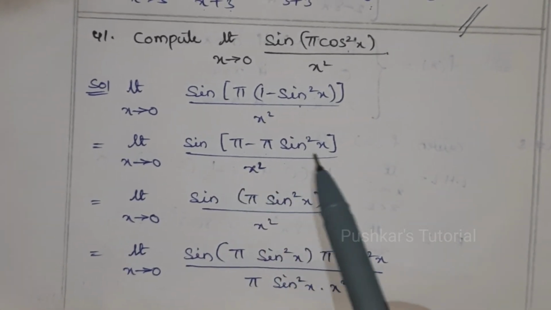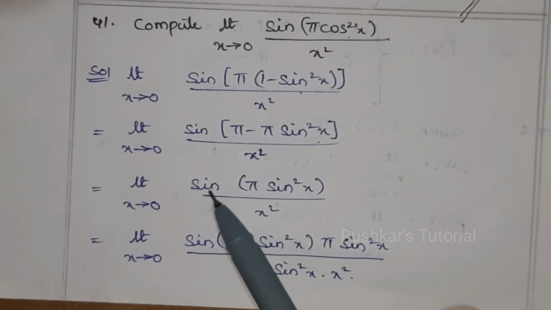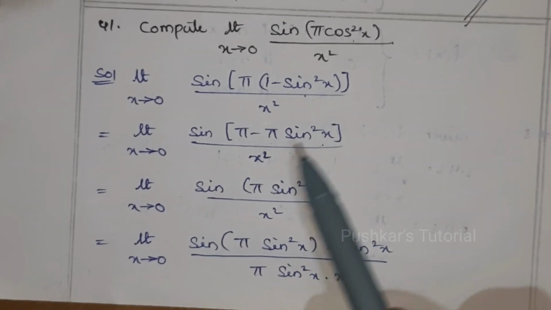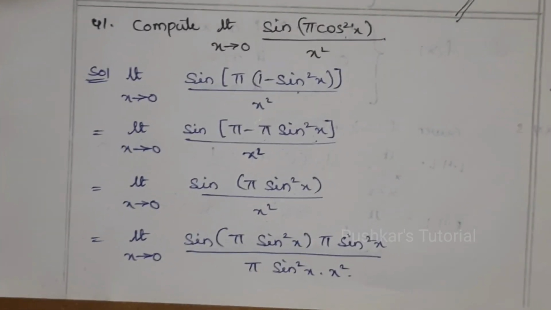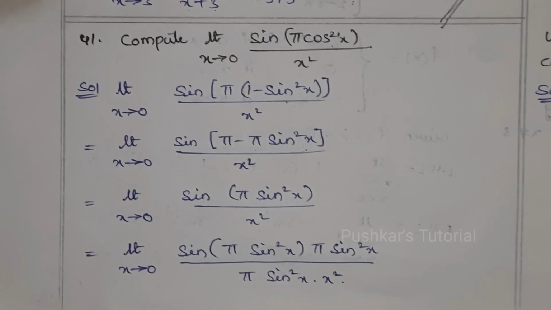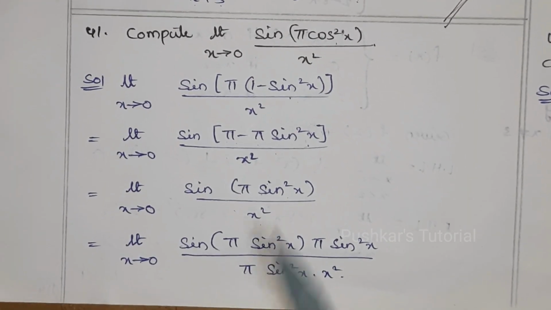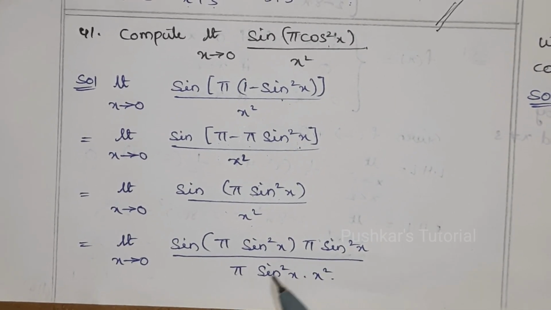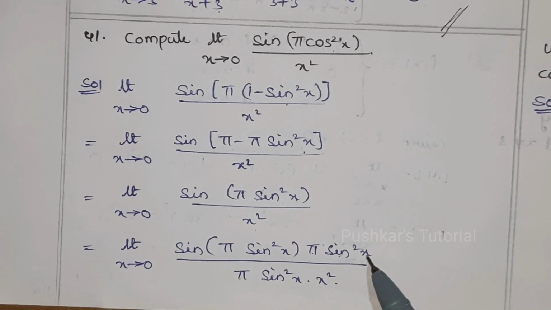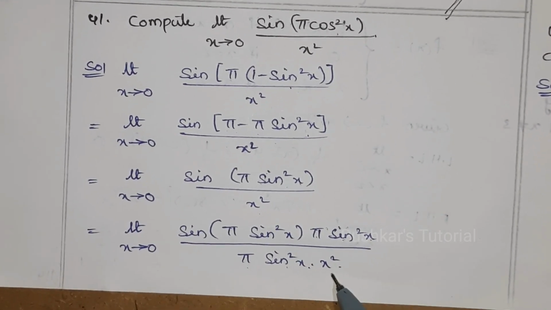Sine of 180 minus theta, what is that? It is sine theta. So sine theta in the place, what? Pi sine square by x square as it is. To get the formula sine theta by theta, I should get theta, which is pi sine square here. So multiply and divide with pi sine square, and the extra x square remains below.